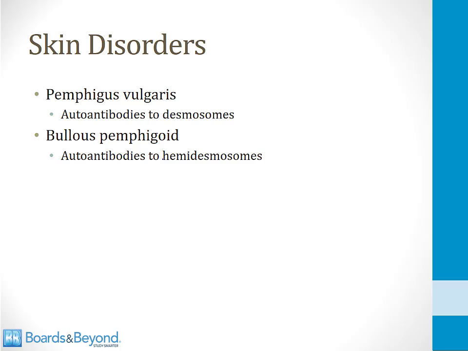As I mentioned before, there isn't a lot of clinical relevance to the epithelial cell biology we've been talking about, but I do want to point out two skin disorders which I discuss in detail in a video on blistering disorders. Pemphigus vulgaris involves antibodies to desmosomes, which we talked about in this video, and bullous pemphigoid is a skin disorder that involves autoantibodies to hemidesmosomes. And this is one of the few clinical correlations of the epithelial cell biology we talked about in this video.